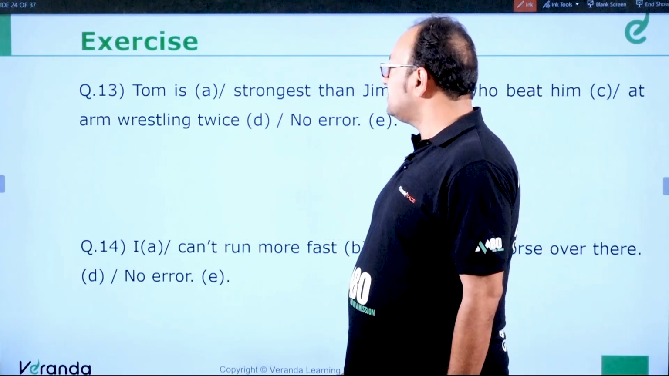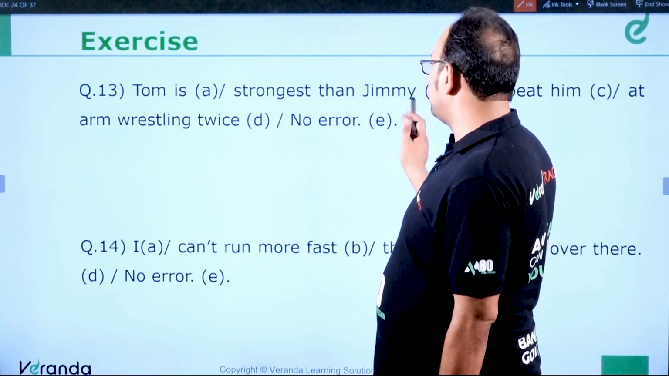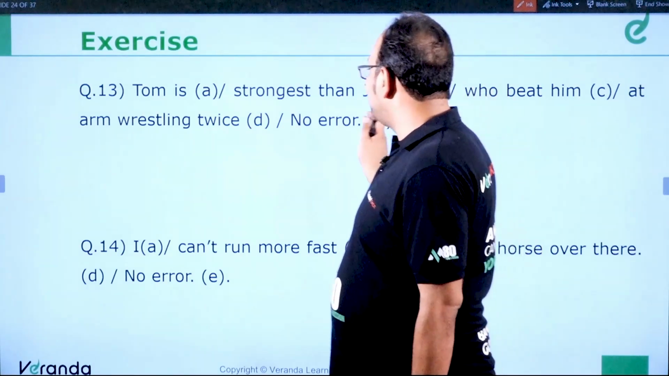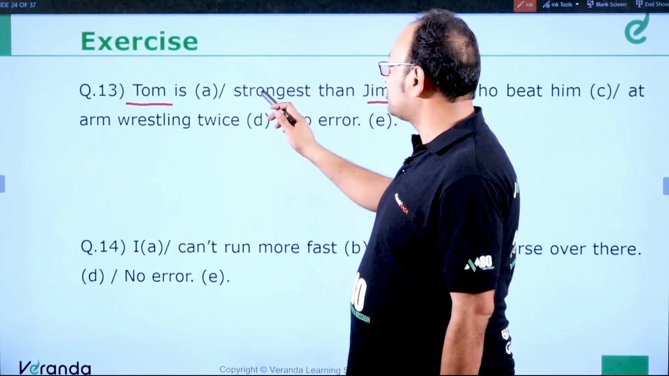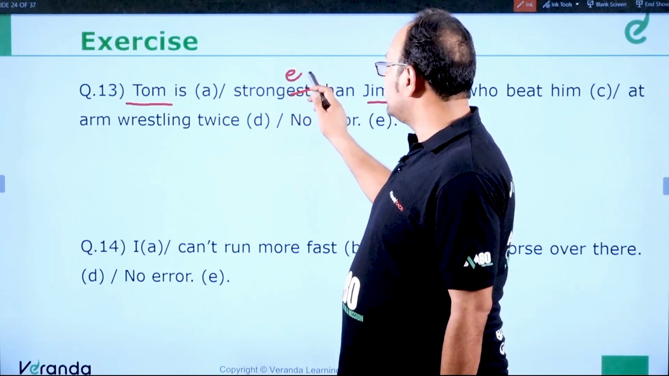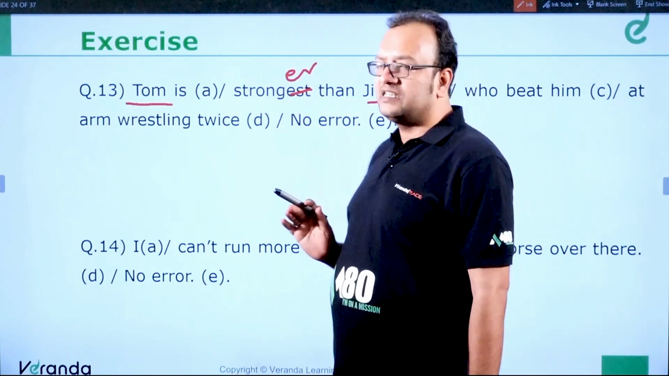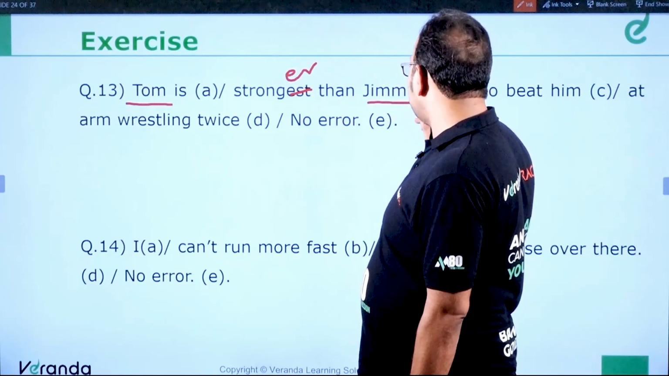13. Tom is strongest than Jimmy. Okay, we have a very easy question. So Jimmy and Tom are being compared. So it should be stronger. Stronger than Jimmy. We need not read the entire sentence. Error was in part B.